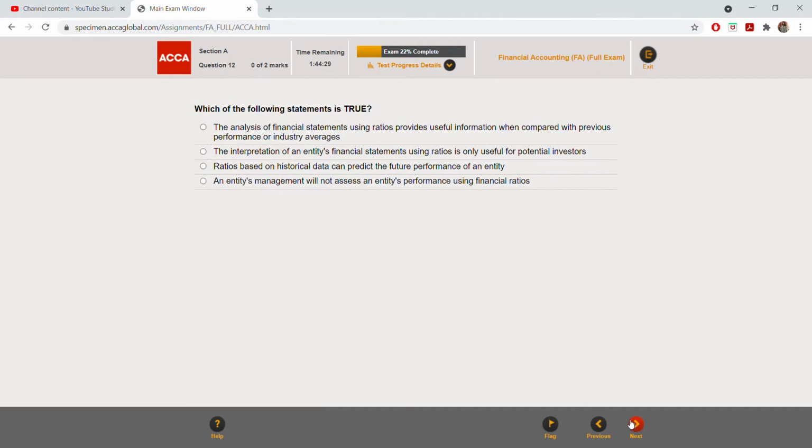Okay. Next. Which of the following statements is true? Okay, so the word says "is true". Otherwise, if there were more than one, the question would have asked which of the statements are true. Is means it's just one. So the analysis of the financial statements using ratios provides useful information when compared with previous periods. So that means when you're using ratios, it compares with previous periods or industry averages for that financial statement, which is true, but we'll read the other three also.